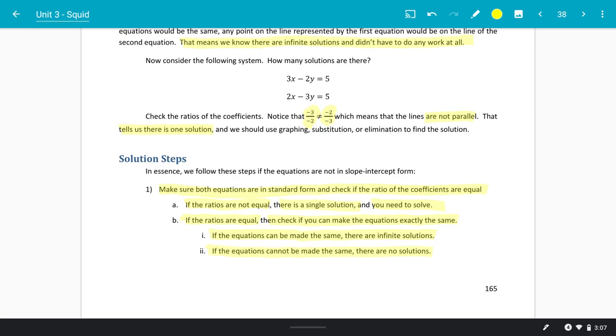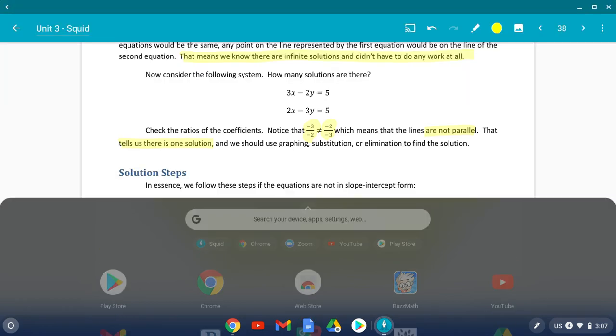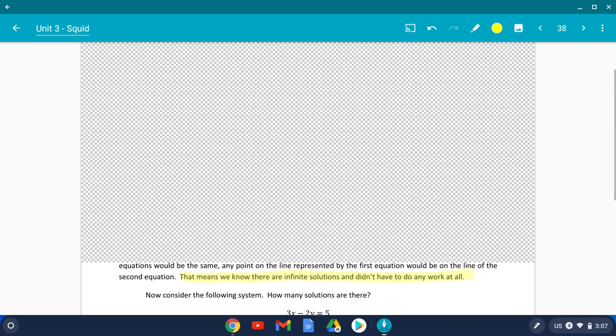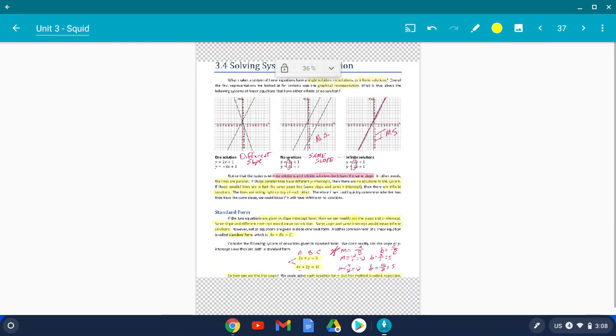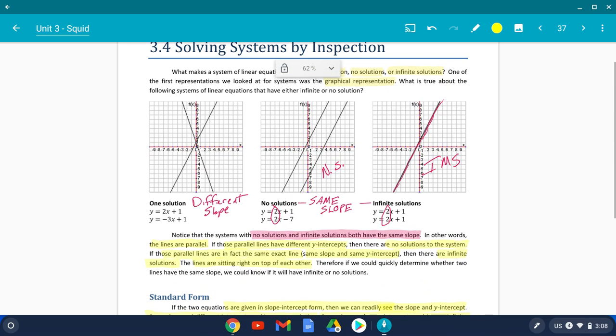Ladies and gentlemen, that is how you determine quickly by inspection if equations or the systems have one solution, no solution, or infinitely many solutions.